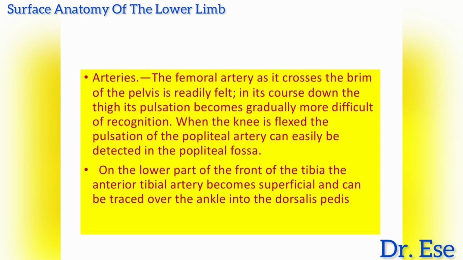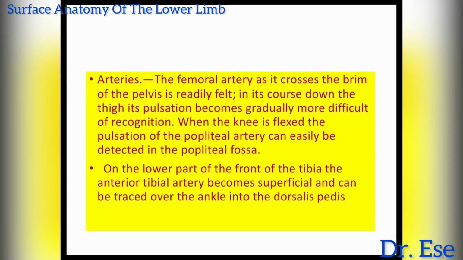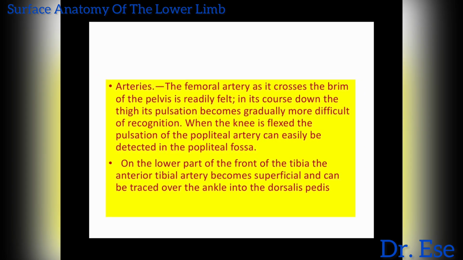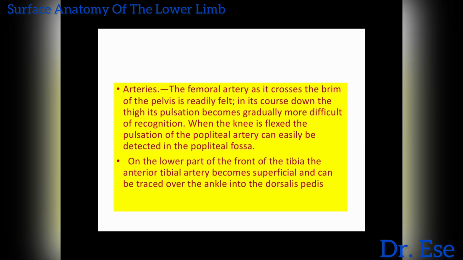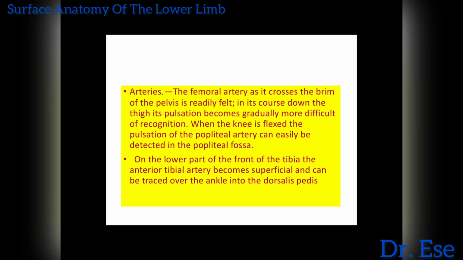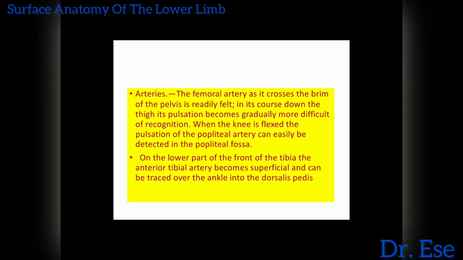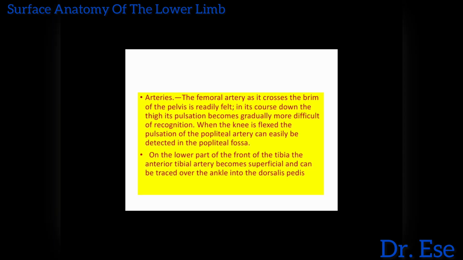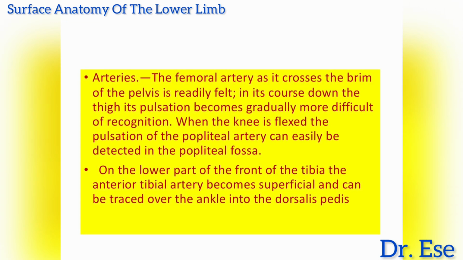Now, what are the arteries of the lower limb? We have the femoral artery. As it crosses the brim of the pelvis, it is readily felt. In its course down the thigh, its pulsation becomes gradually more difficult of recognition. When the knee is flexed, the pulsation of the popliteal artery can easily be detected in the popliteal fossa. On the lower part of the tibia, the anterior tibial artery becomes superficial and can be traced over the ankle into the dorsalis pedis.